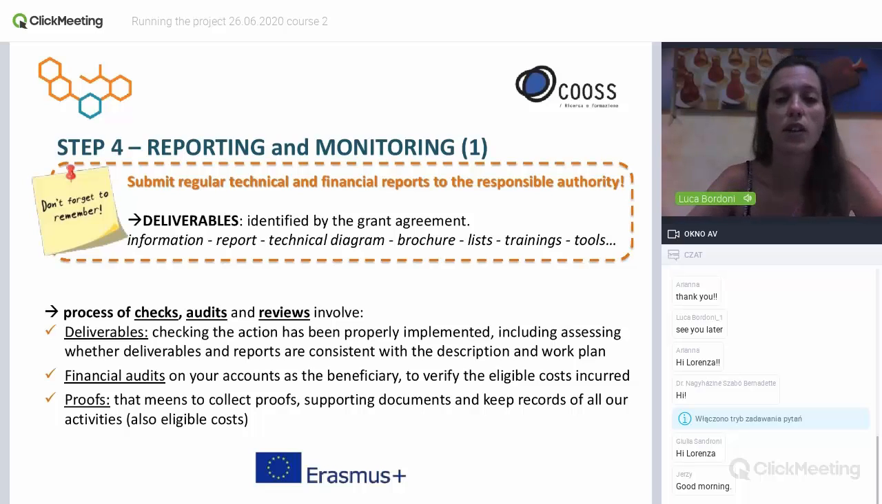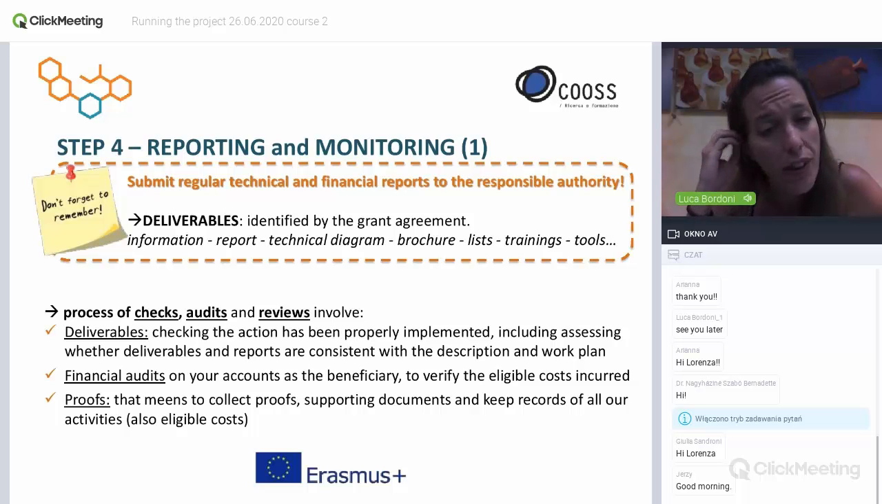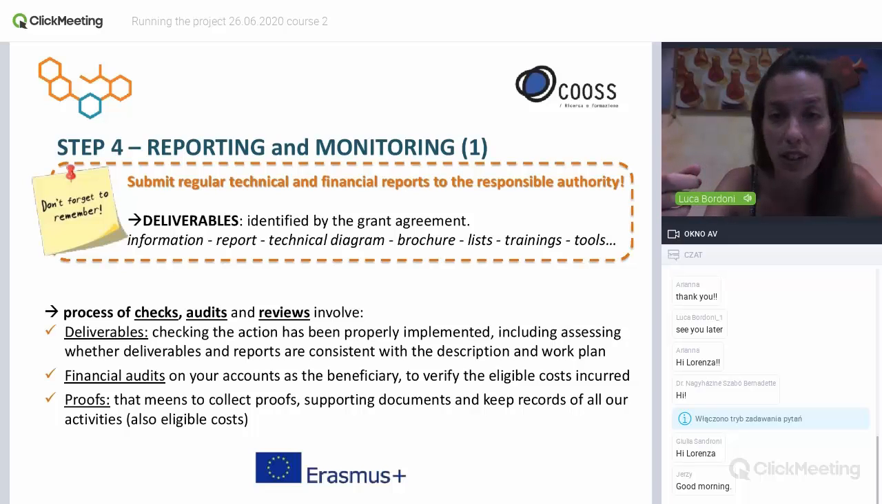During the running of the project, it is really important that the project coordinators, in collaboration with all partners, are collecting proofs. It means documents and records of all our activities. Also eligible costs I wrote, but not only costs, proofs of realization of flyer events, proofs of realization of training. This is the reason we were asking you every time to write your name or for recording, in order to have proofs to submit to the authority about the realization.